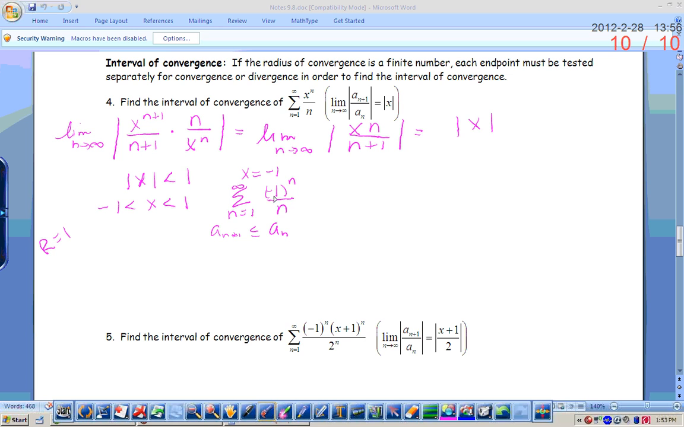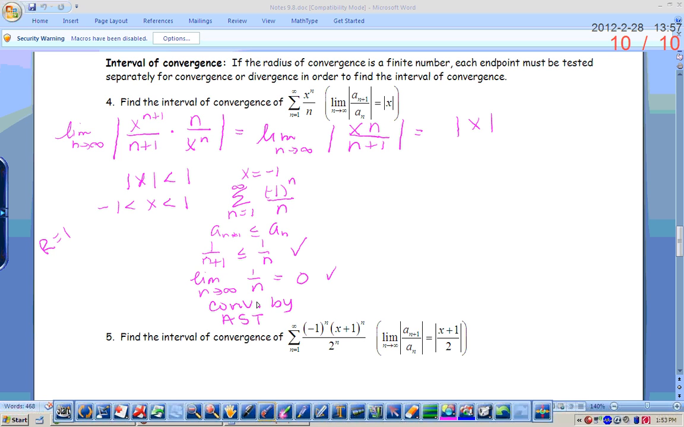And remember that a sub n does not include the negative 1 to the power. So a sub n is really just 1 over n. So a sub n plus 1 is 1 over n plus 1. Less than or equal to 1 over n? Yes. And then the other half of the alternating series test is the limit as n approaches infinity of a sub n. And what does this limit equal? 0, which is what it needs to equal. So therefore, this one converges by the alternating series test.